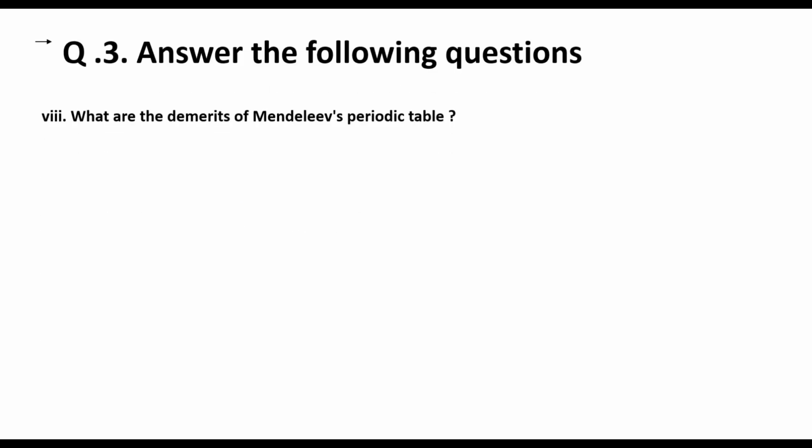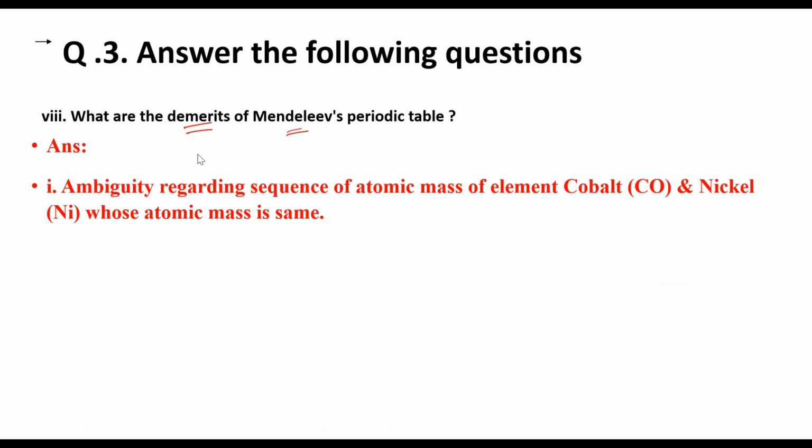Now the 8th question of question number 3: the merits of Mendeleev's periodic table. While writing the answer to this question, please keep the following points in mind. Point number 1: the ambiguity regarding the sequence of atomic mass of cobalt, that is Co, and nickel, that is Ni, whose atomic masses are the same. Who is to be placed first? That is the first demerit of the Mendeleev periodic table. That is the contradiction part of it.